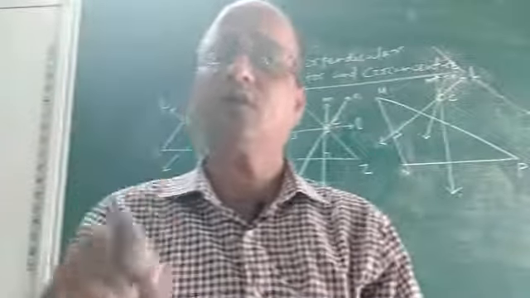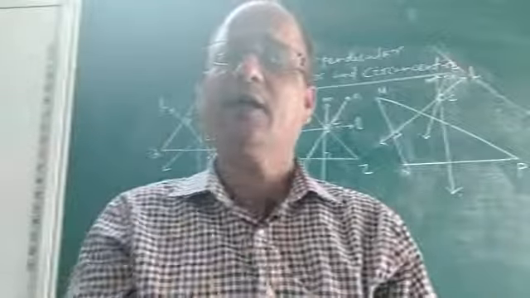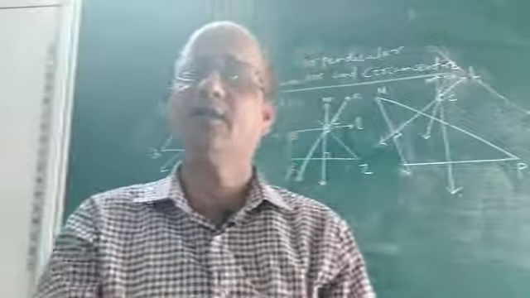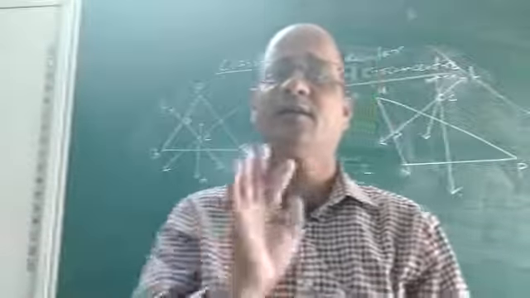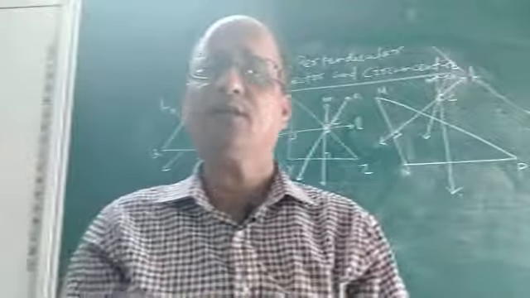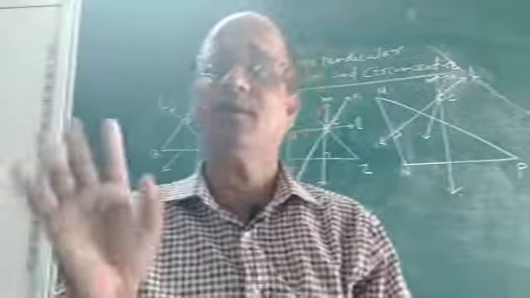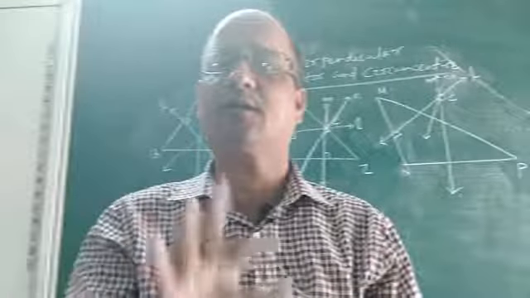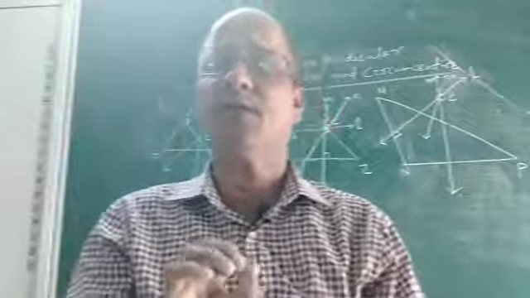I had also told you the position of the orthocenter. Where will the orthocenter of an acute triangle, an obtuse triangle and a right angle triangle lie? We discussed everything in detail in the last class. Today we will discuss another important concept, that is the perpendicular bisector, then the circumcenter, circumradius and circumcircle. Let us discuss one by one.